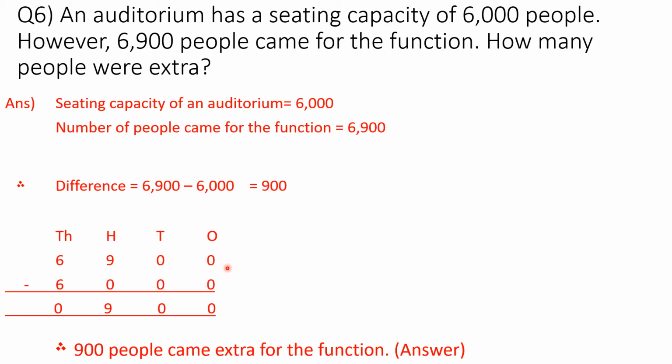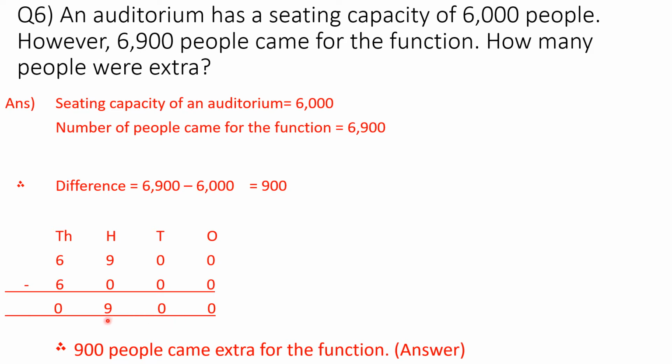Under the ones column you have to subtract 0 and 0. So 0 minus 0 is 0. Under the tens column again 0 minus 0, that is 0. Under the hundreds column you have to subtract 9 minus 0, that is 9. Under the thousands column you have to subtract 6 minus 6, that is 0, because we are subtracting the same digit. So our difference is 900, because here is 0, no? Under the thousands column it's 0. So we will not consider this digit. So our answer is 900.